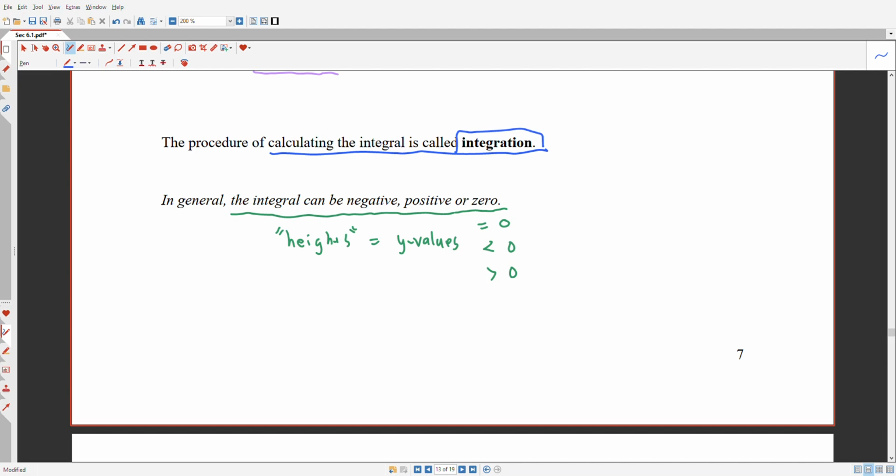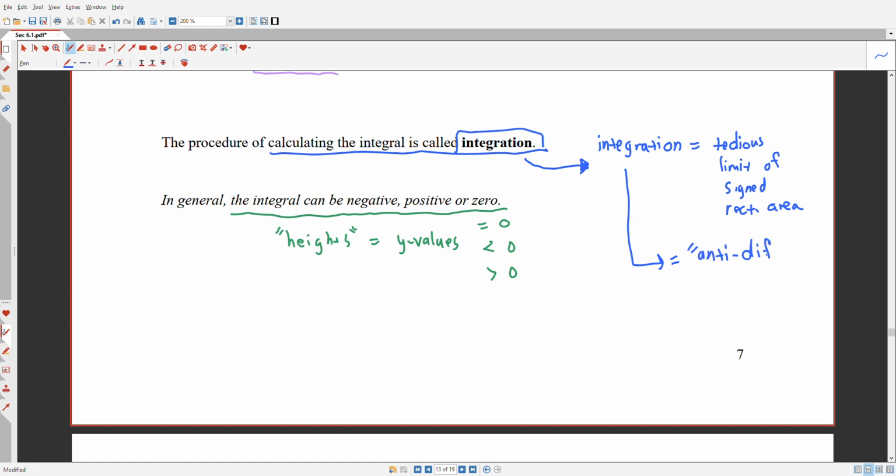And again, I want to repeat this reminder, it's not really a warning, that right now you want to think of this term integration as a tedious, difficult process. This is a tedious but important limit of signed rectangle area. But if you go talk to any of your math friends who have gone through Calc 1, they will say integration, no, it's not that. This equals anti-differentiation. So right now, at this point in our calculus careers, there's a bit of a disagreement. But it turns out this point of view happens after we get the fundamental theorem of calculus.